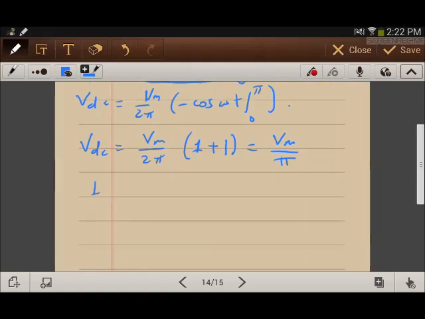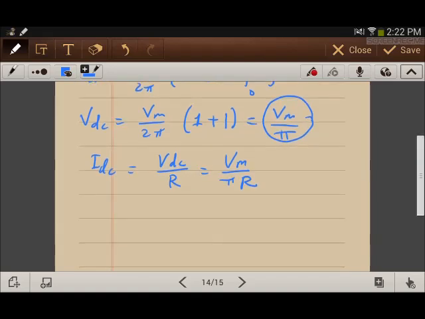And the current IDC is simply the DC voltage over the resistance, and the DC voltage is this, so it will be V maximum over pi multiplied by R. So this average DC current is the same average DC current drawn from the source.